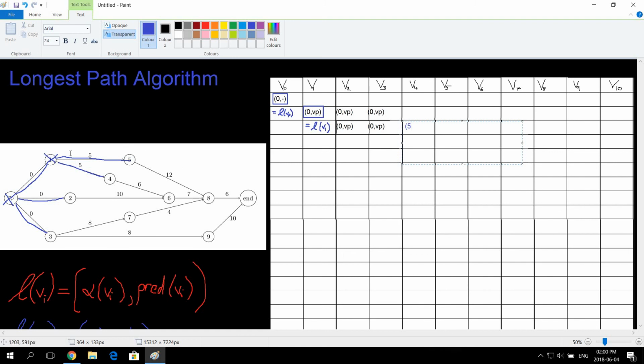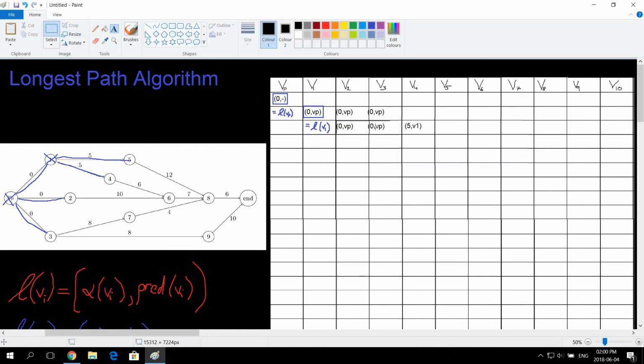So to get from V1 to V4, it's going to cost us 5. Because to get from VP to V1, it was 0, and now it's 5. So it's 0 plus 5 equals 5. That's why I'm writing 5 there. And its predecessor was V1. That's exactly the same.